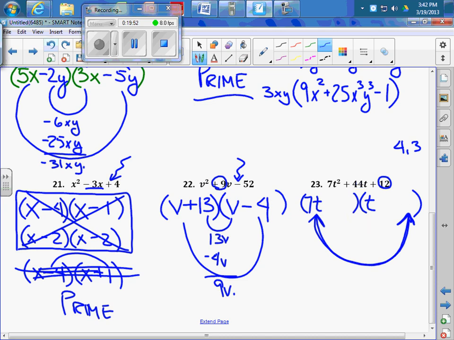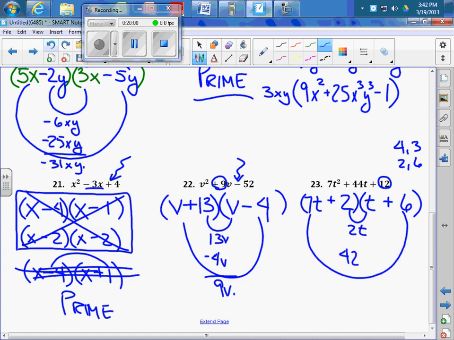What other factors do you think might work here? How about 2 times 6? Now, if I put the 6 here and the 2 here, now they both have to be plus signs, right? So I'm going to have 2t here. It looks like this might work. 42t here, and we get 44t in the middle. So there's your answer for number 23.